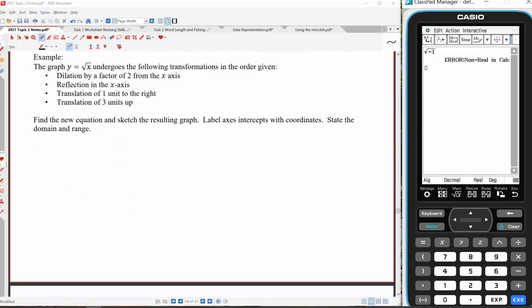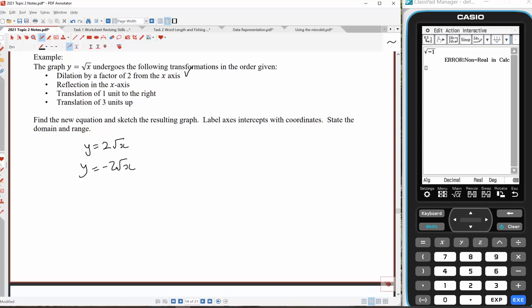So the graph of y equals root x undergoes the following transformations in the order given. So first of all, it gets dilated by a factor of 2 from the x-axis. So it's going to become y equals 2 root x. And that's that transformation. Now let's reflect it in the x-axis. That's y equals -2 root x. Translated 1 unit to the right.